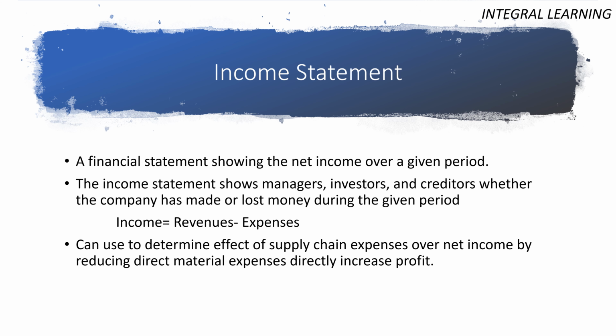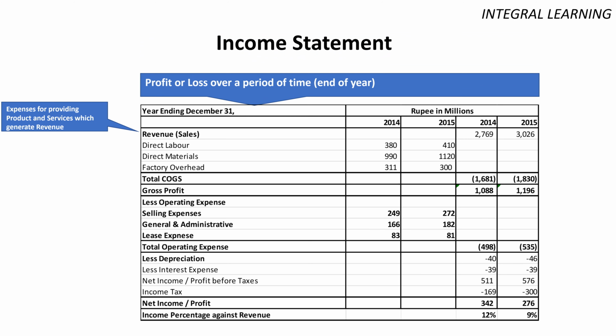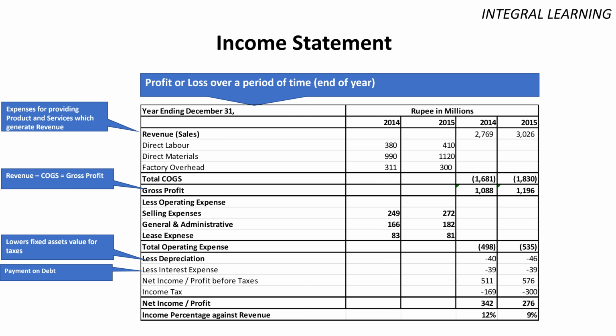Now we will elaborate income statement by giving an example. Income statement is profit or loss over a given period of time. First we will write revenues, which directly come from sales, and we will subtract from it cost of goods sold, which is direct labor, direct materials and factory overhead. Revenues minus cost of goods sold give us gross profit.